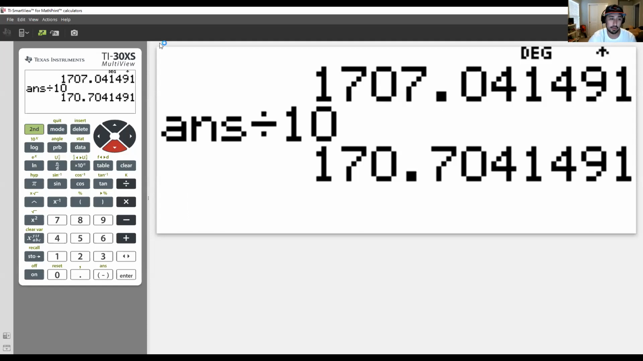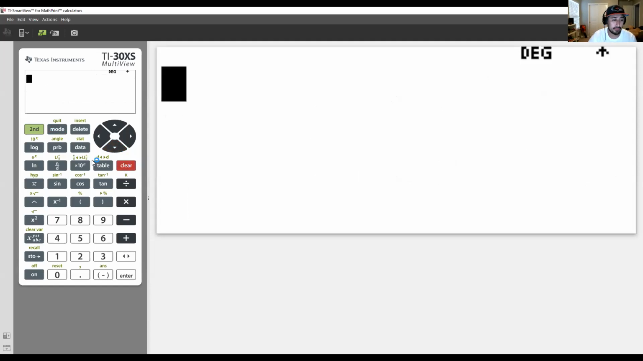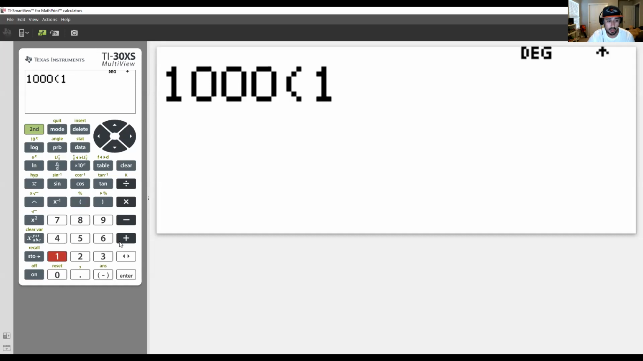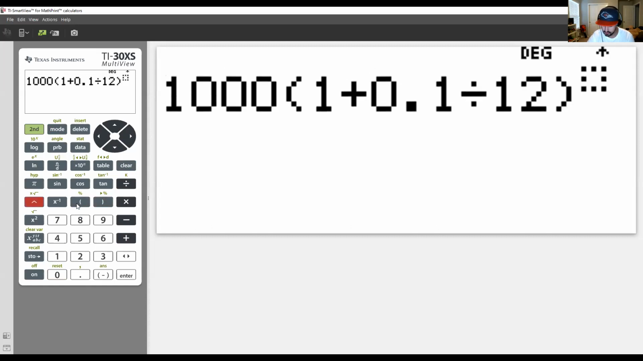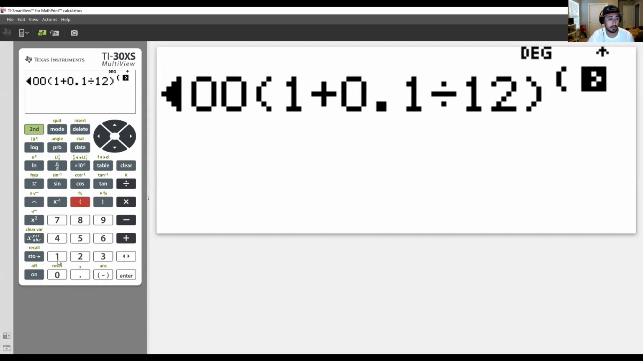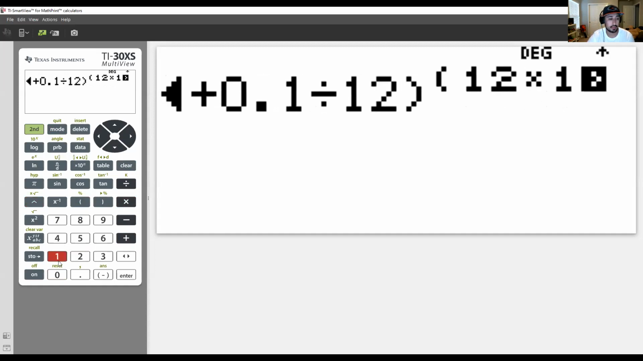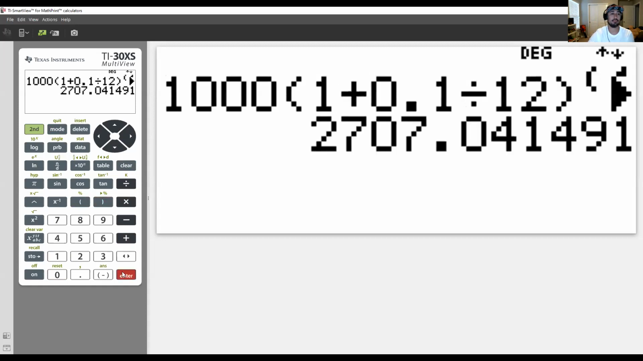Okay, that's how you type it in your calculator. Let's say you didn't have the fraction button, right? You would type it in as 1,000 times 1 plus 0.1 divide 12 raised to, and here you can still do parentheses, 12 times 10. Enter. Same thing. Just a little different input.